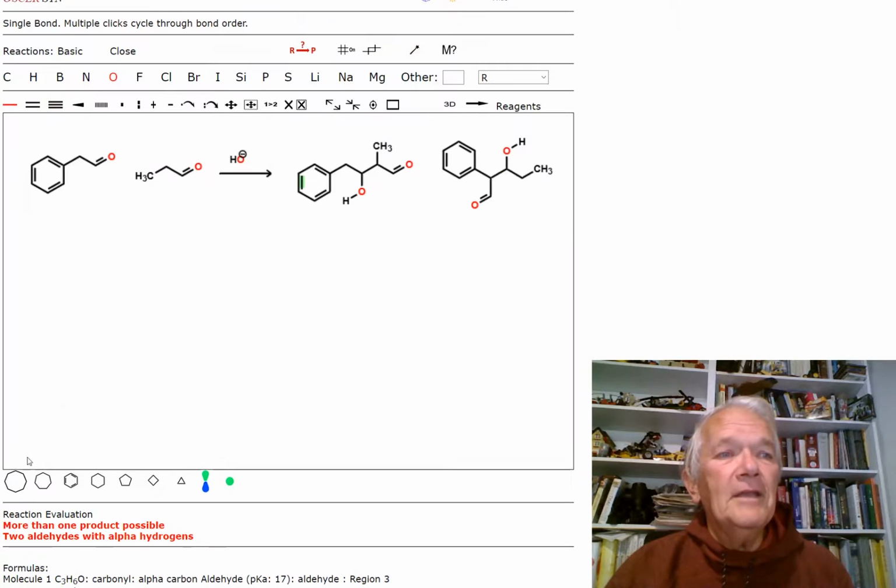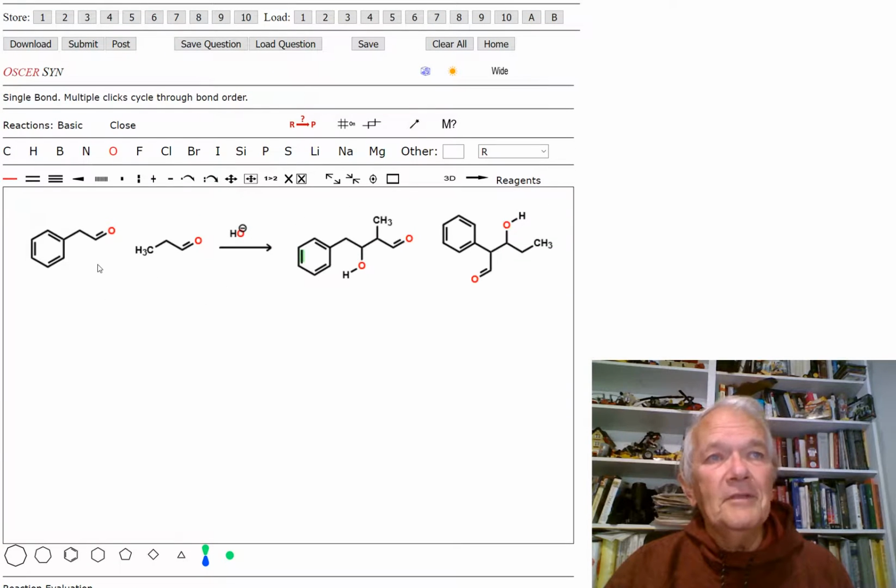Now, again, if you look down here, more than one product possible, two aldehydes with alpha hydrogens. Oscar's figured out that you're going to have this product mix. But you actually get two more compounds than this, because each of these molecules could react with itself. Oscar's not showing you those products because it figures that you're not interested in those. Because if you're interested in the product of one of these molecules reacting with itself, you wouldn't put the other one in. But is this practical for synthesis? Well, you're going to have this messy mixture of four products, and you'll have to separate out the one you want. So it's not necessarily all that useful.